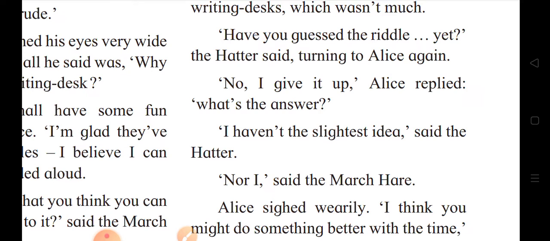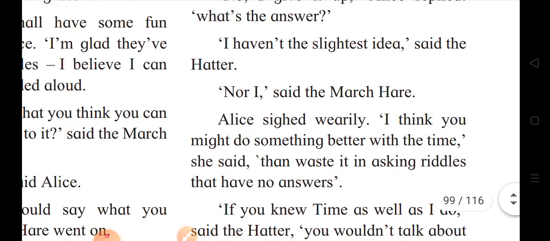So the Hatter also doesn't know what he said and what the answer was. It was just a foolish statement made by him. So he is also saying that he doesn't have the slightest idea. Slightest means very little idea of what I have asked you. "Nor I," said the March Hare. So the March Hare is also saying that even he doesn't know.